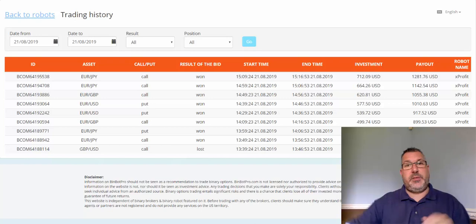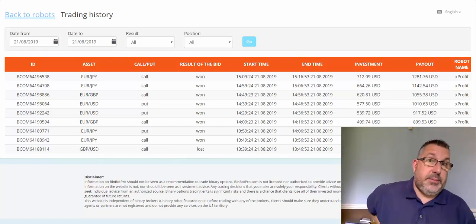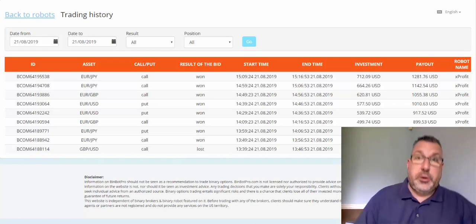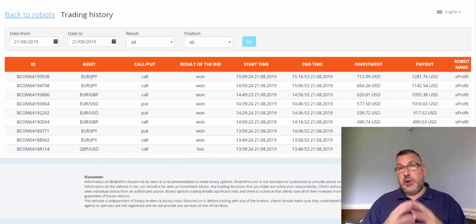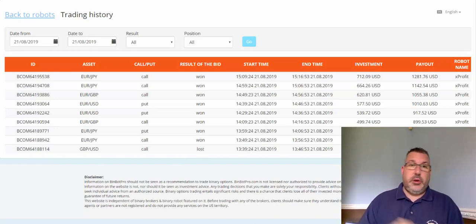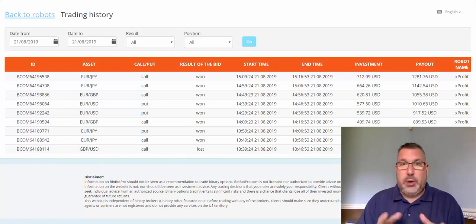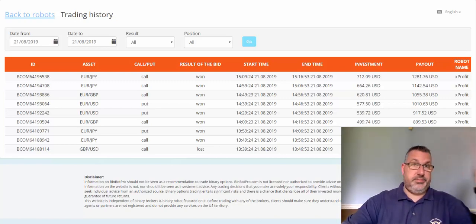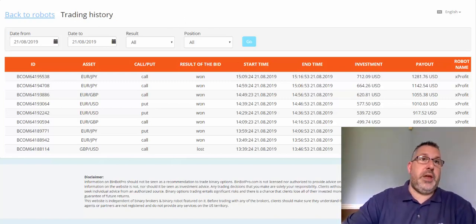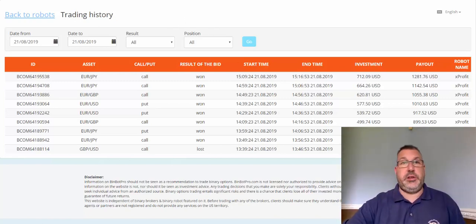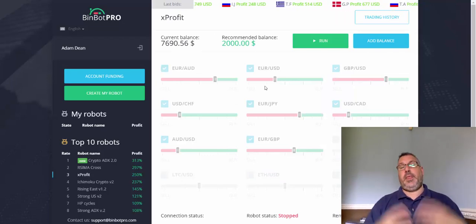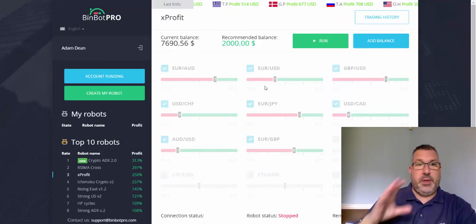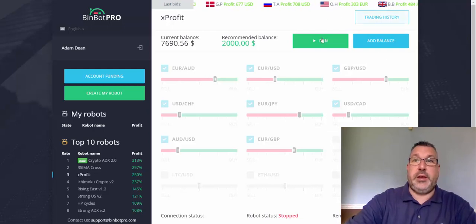Always set your limits at both ends. Always set your loss limit for a day, whether it's a number of trades or a value in pounds or dollars, depending on what you're using. Obviously, you can't set it on here. Once you press run on this, you have to turn it off manually to stop it trading.